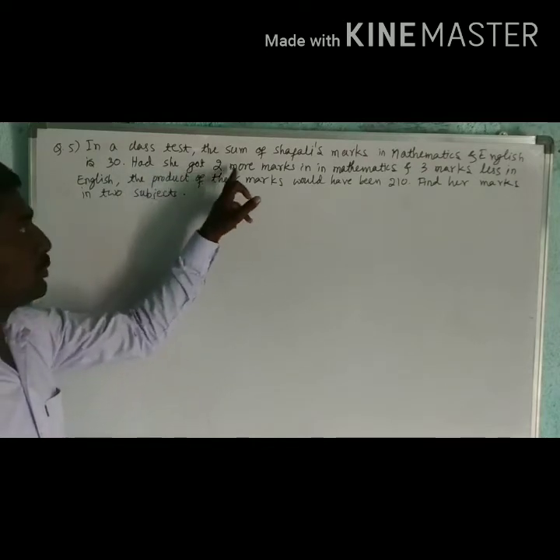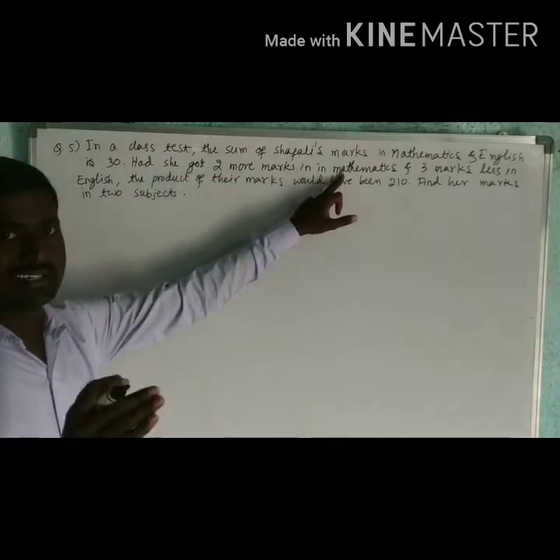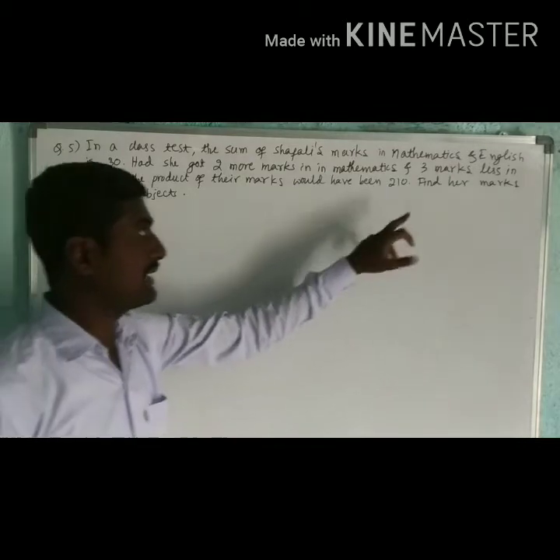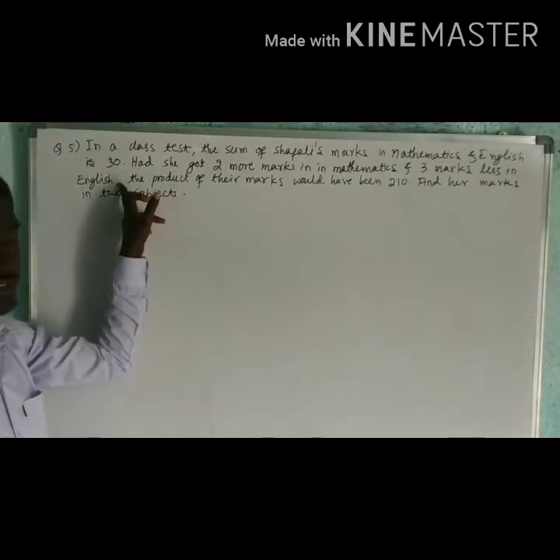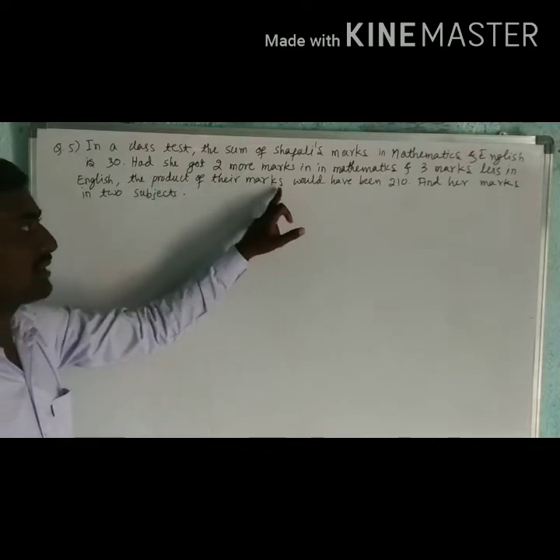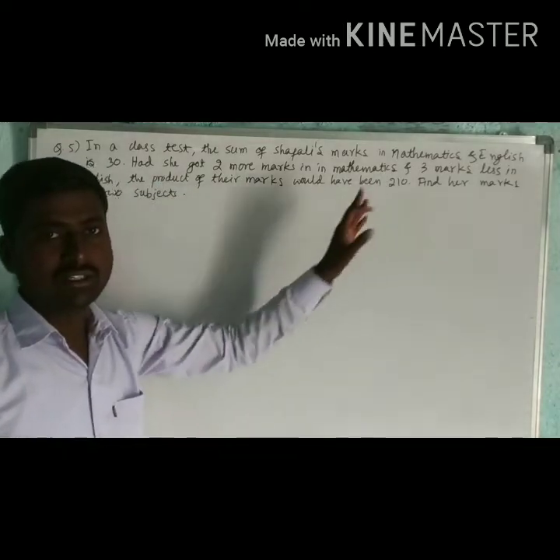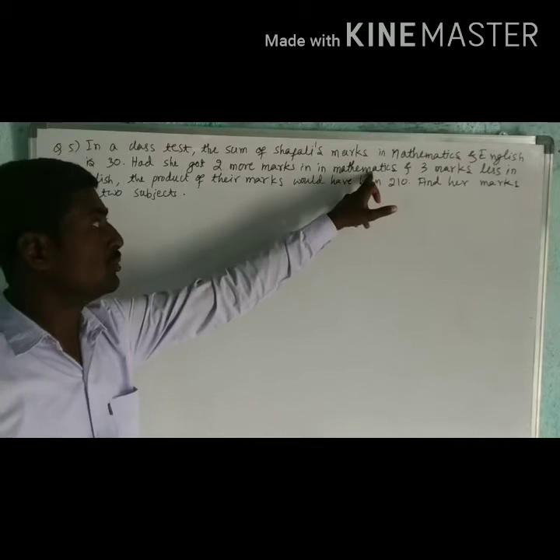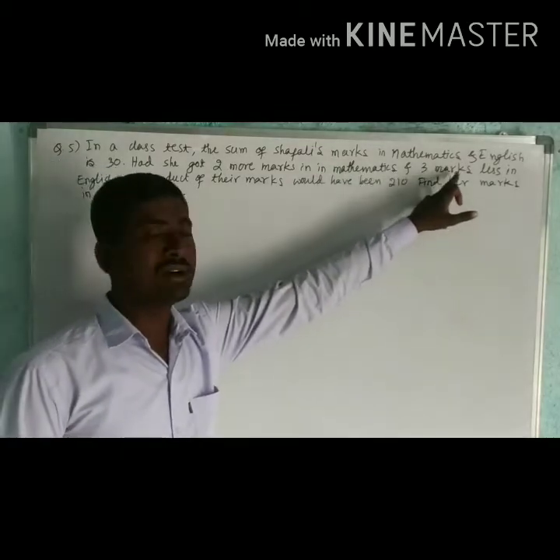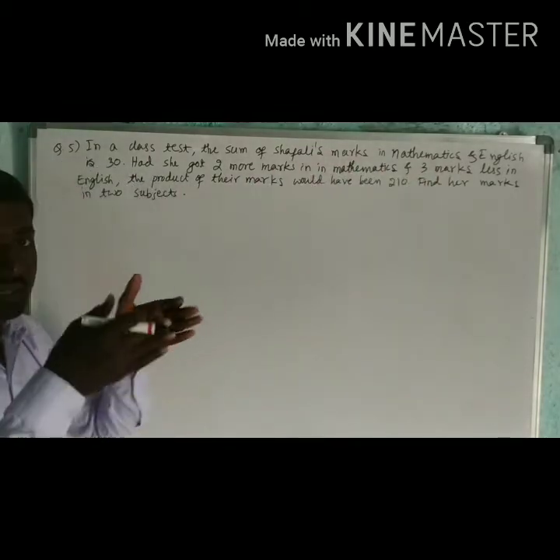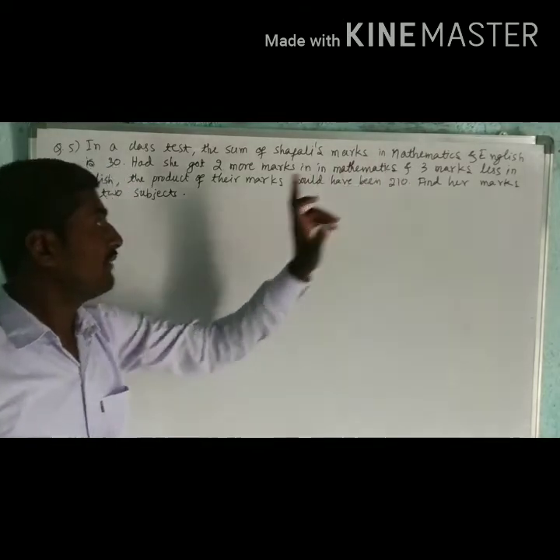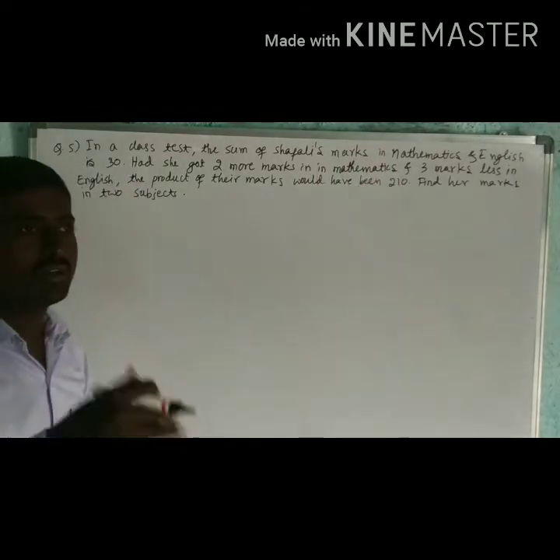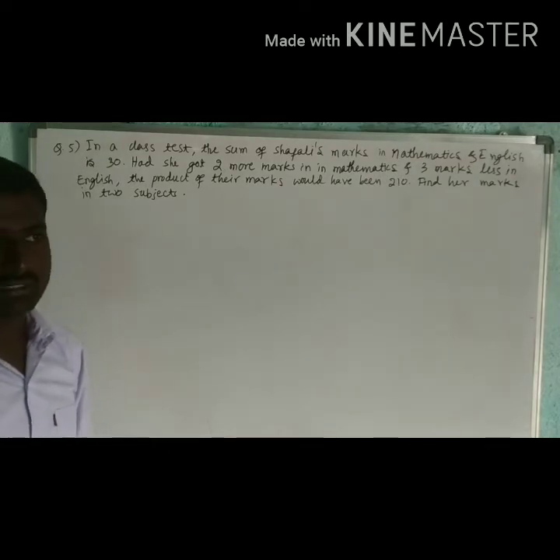And she got 2 more marks in mathematics. If she gets 2 more marks in mathematics and 3 marks less in English, the product of their marks would have been 210. Then find her marks in the 2 subjects. We have to find her marks in the 2 subjects.